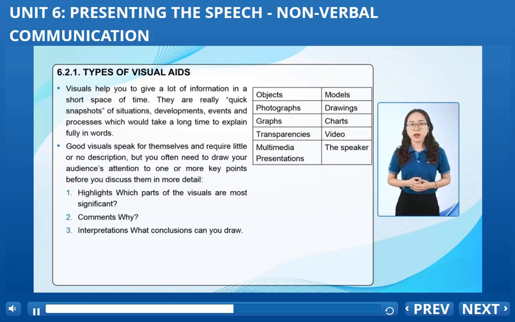So we have different types of visual aids like objects, photographs, graphs, transparencies, multimedia presentations, models, drawings, charts, video, and the speaker.